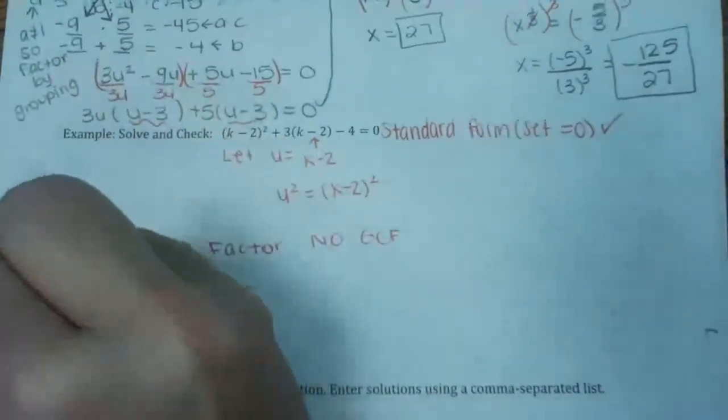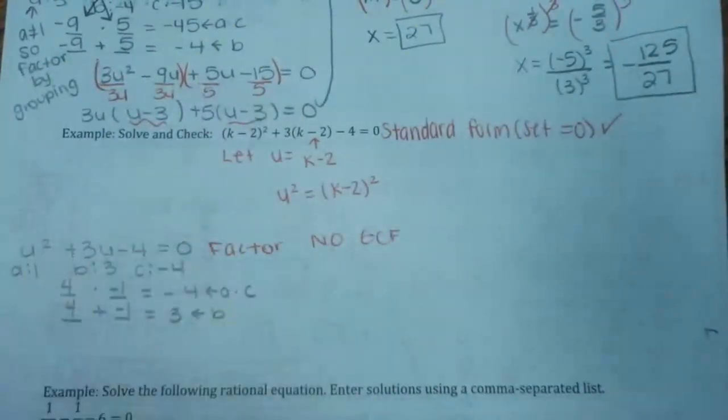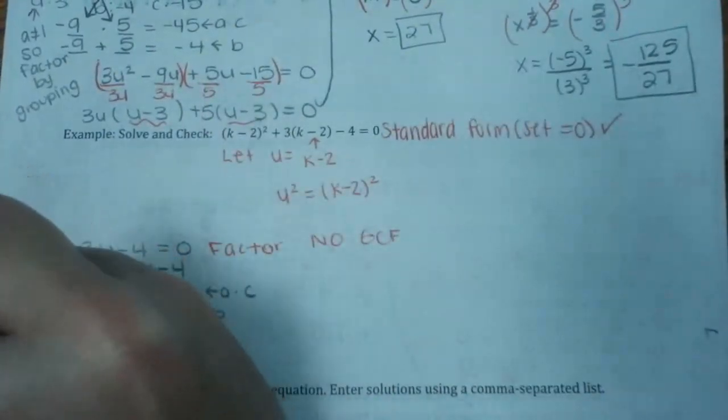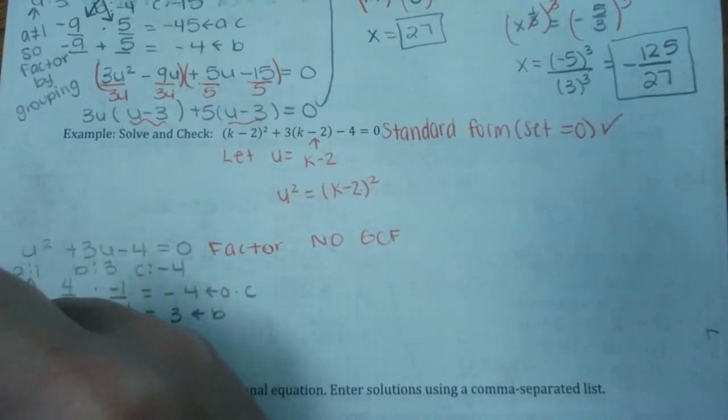So positive 4, negative 1. 4 times negative 1 is negative 4. 4 plus negative 1 is positive 3. Thankfully, our a value is 1, so it'll save us some time. So we can use our shortcut.